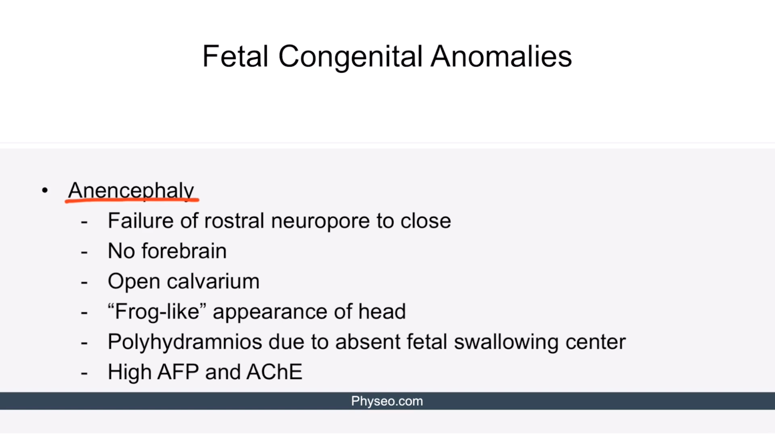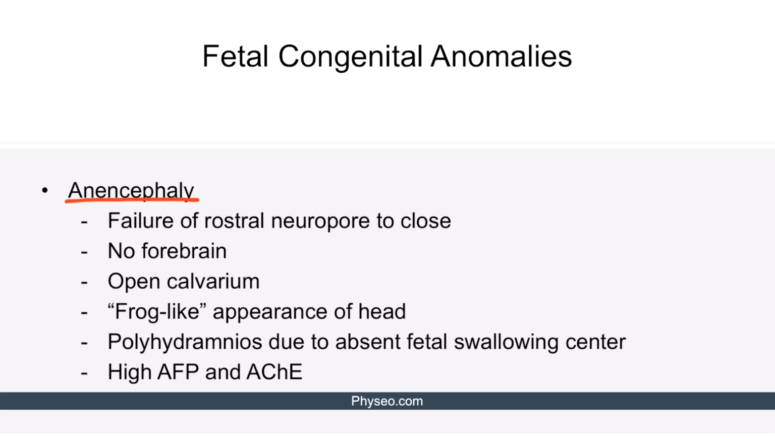So there's not going to be any forebrain, and that calvarium is open. So again, the rostral portion fails to close. And the fetus ends up having this frog-like appearance, especially with the head, due to the relatively large size of their fetal eyes. And this condition is characterized by polyhydramnios because of the absent fetal swallowing center. So part of the brain is missing that would cause the patient to swallow. So that fluid builds up in the amniotic cavity, so polyhydramnios.